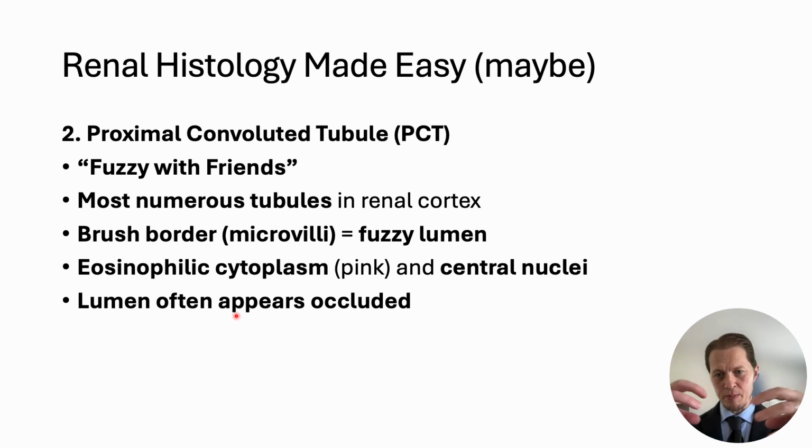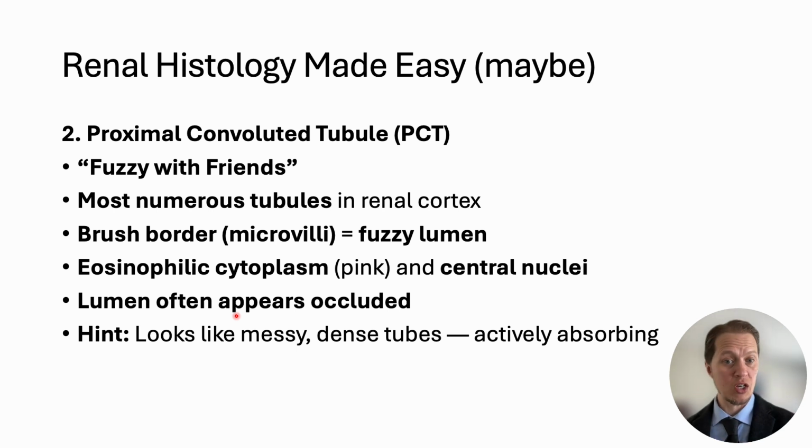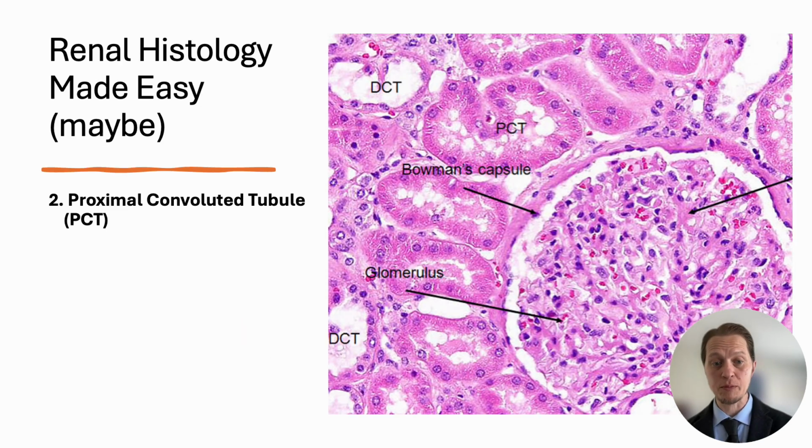Since there's some stuff in microvilli in that lumen, the lumen often appears like it's just occluded or like a messy, dense little mess because there's a lot of absorption going on. And when you start looking at these tubes in cross-section here, you have this one that's got all this fuzziness and mess in there. Yeah, that's your PCT. Contrast that to the DCT right there, which we're going to get to next.